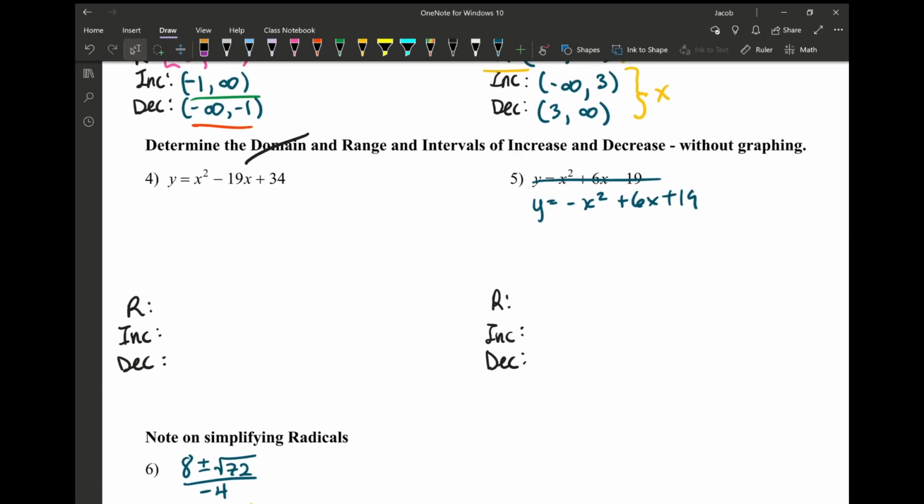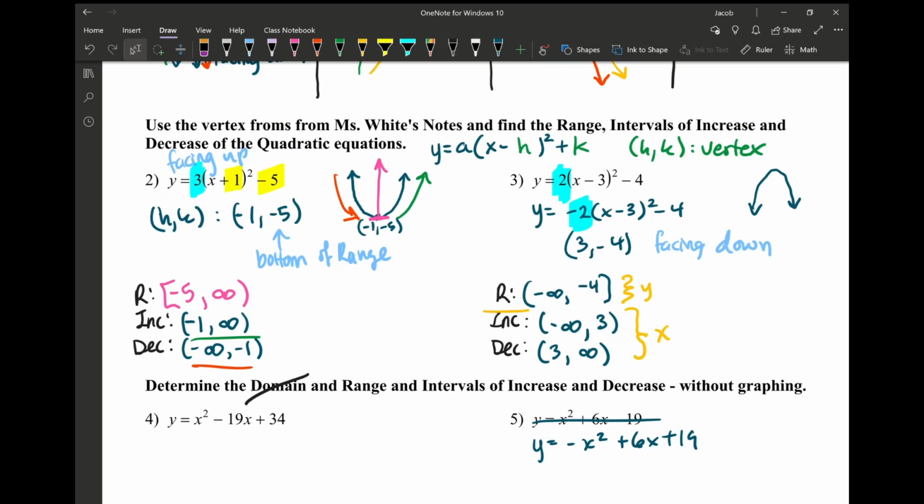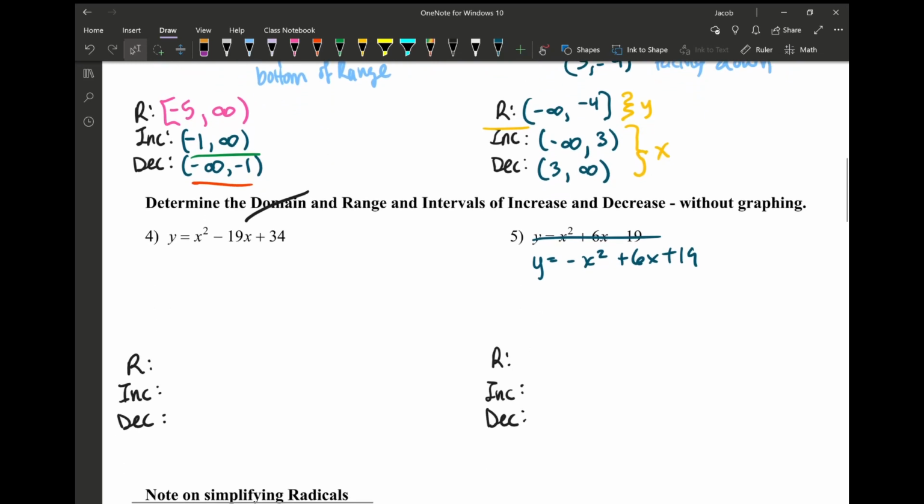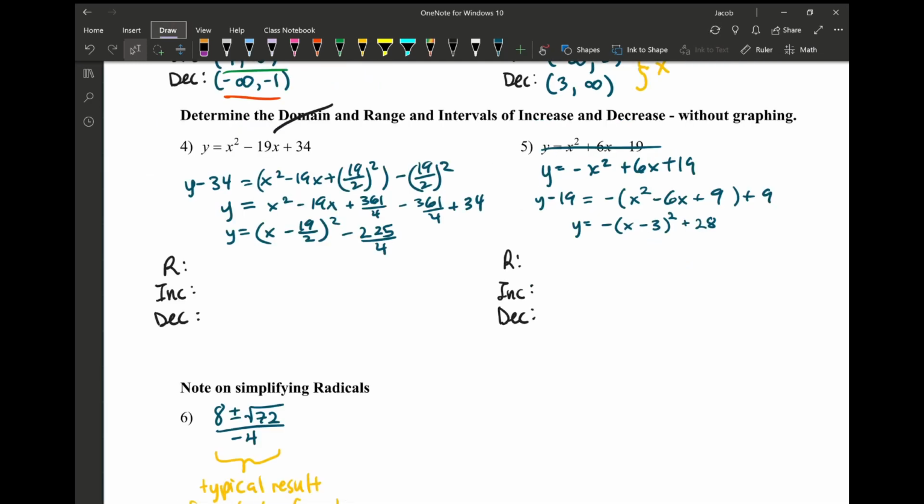With these two, we do not have a lovely vertex form. So I'm going to ask you to go ahead and get these in vertex form, and we'll reconvene once they are. On 4 and 5, the vertex forms are listed below. Here's H on each and K on each.